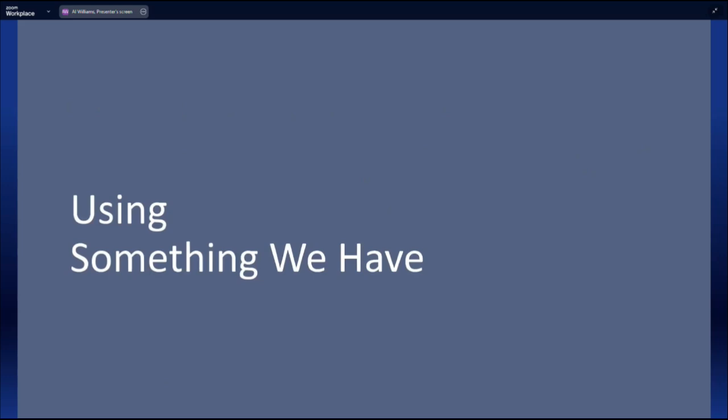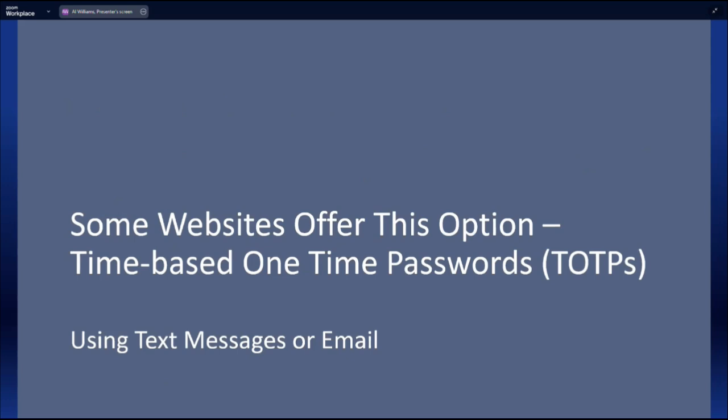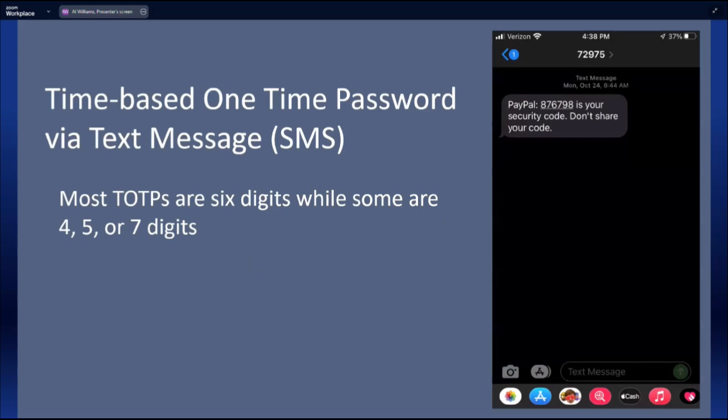Another authentication factor is using something we have. Some websites will offer this option, time-based one-time passwords, TOTP is what they're commonly called, and they will use either a text message or email to communicate with you. Now, most of them are 6 digits, but there are some services that will use 4 digits or 5 or 7. I don't think I've ever seen 8 digits. Usually they want to have enough digits to make it hard for somebody else to guess, but they also don't want to make it too hard for you to enter those digits. You know, you're sitting there looking at your phone and you're trying to type the numbers into the website.